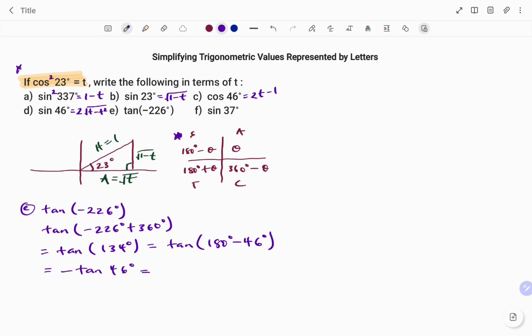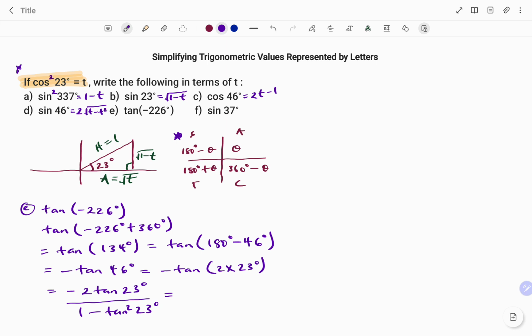That's a double angle, so I can write that as minus tan of 2 times 23 degrees. Now using the double angle identity for tan, that will be equal to minus 2 tan of the angle, that's 23 degrees, divided by 1 minus tan squared 23 degrees. And using the diagram I have my hypotenuse 1, adjacent root t, and opposite root 1 minus t. Tan is opposite over adjacent.